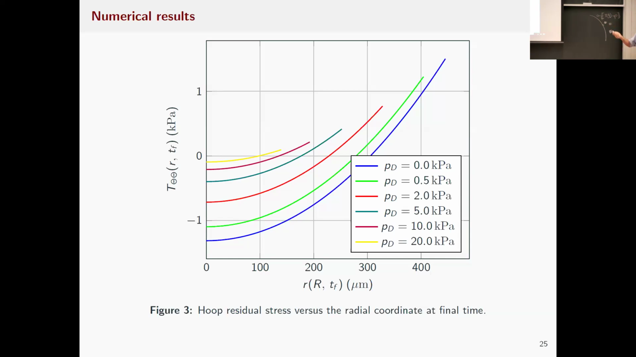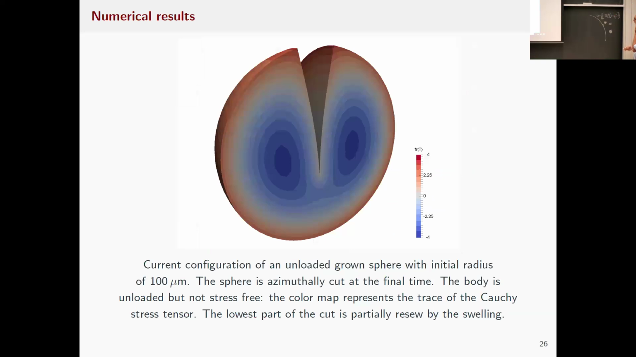And this is a paper that was published three or four years ago. And we had also done numerical simulation in 3D, which is much more complicated. This is Simone Pezzuta, a past student of mine.